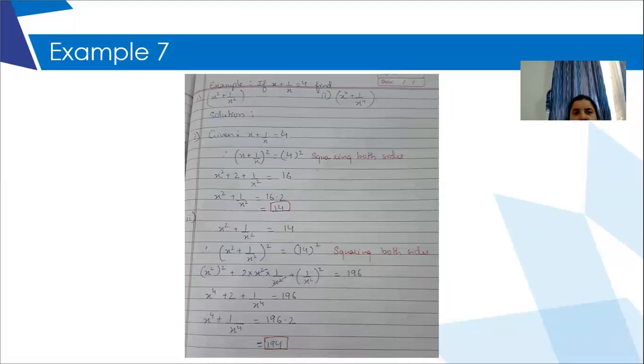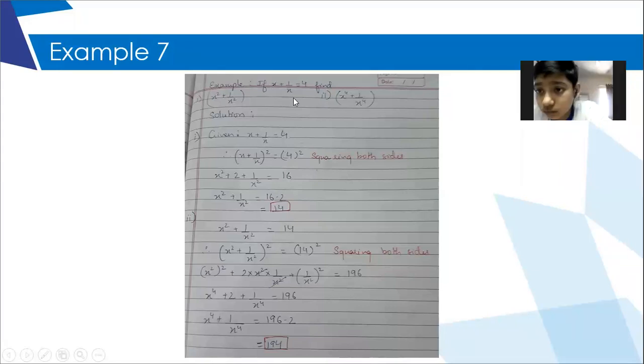Next example. Now here, there's a totally different one. The formulas are already there with you. Now see how these kind of questions come. If x plus 1 by x is equal to 4, you have to find out the value of x square plus 1 by x square, and x raised to the power 4 plus 1 upon x raised to the power 4. I have been given this equation.